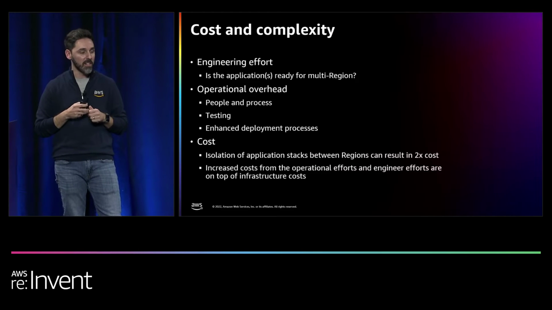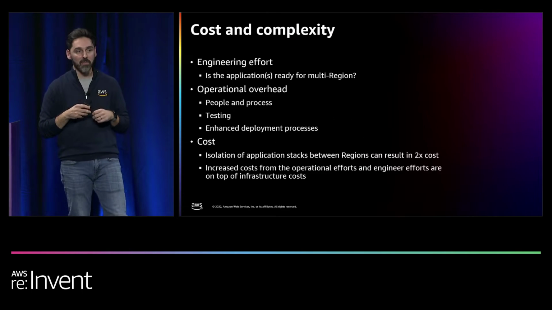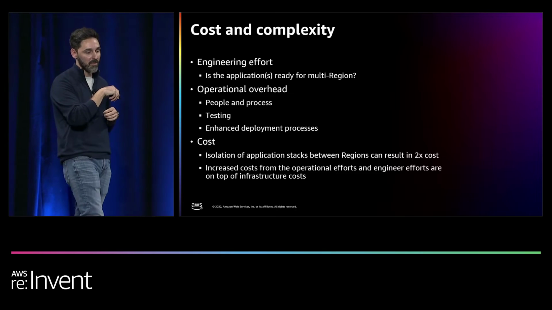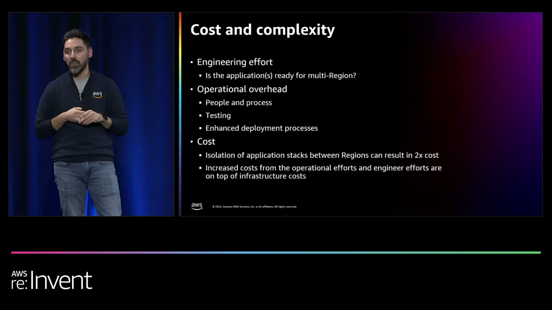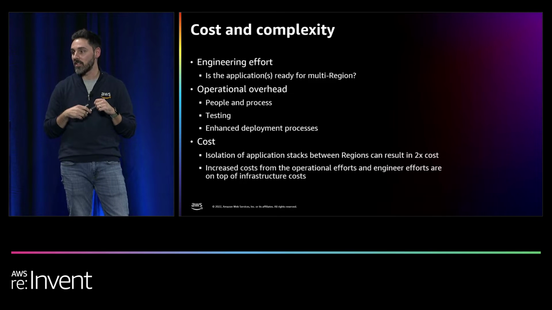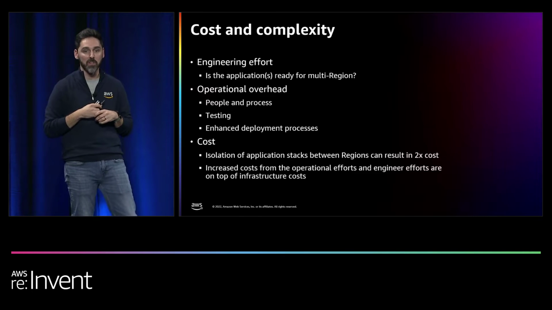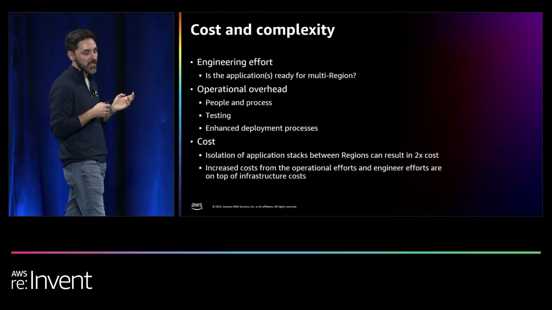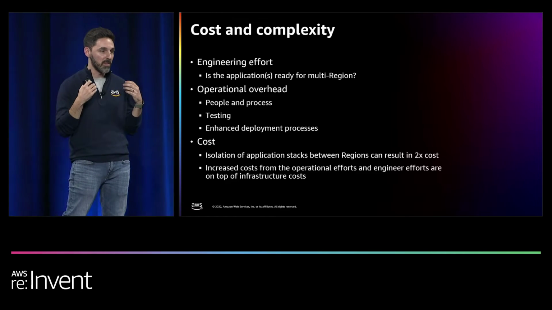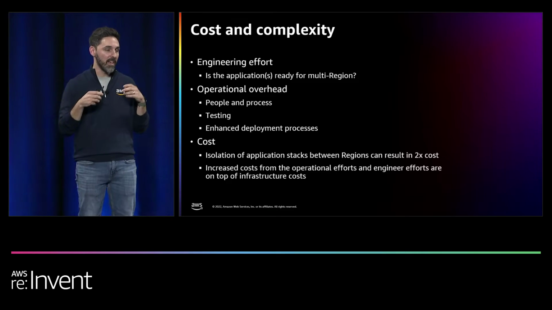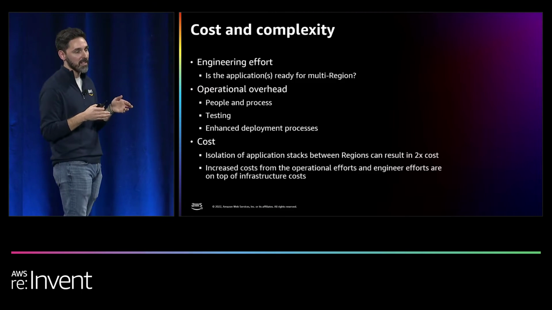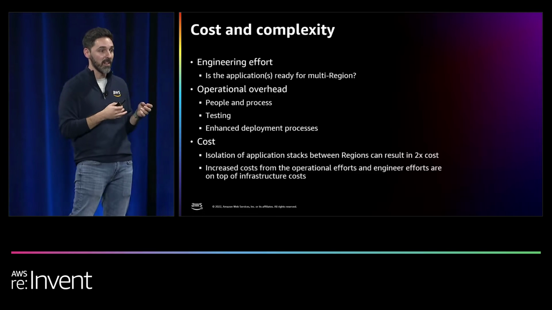And the last slide I want to touch on is just cost and complexity. Like I mentioned in my first fundamental of requirements, there's a lot of engineering effort involved. It's very rare that you could just take an application that was built for a single region and deploy that into a multi-region environment. There's operational overhead of the people, the process. You need to modify your pipelines to deploy to multiple regions. You need to have these processes for failing over and testing failover regularly.